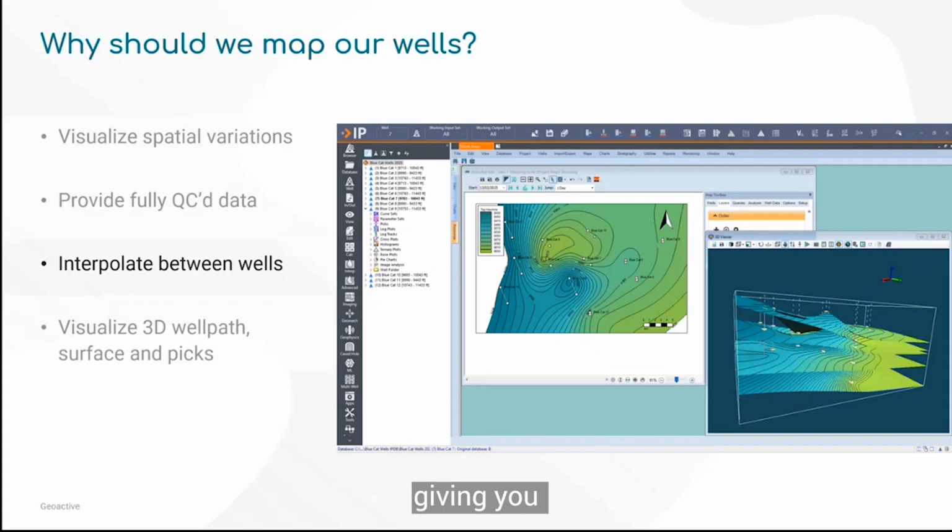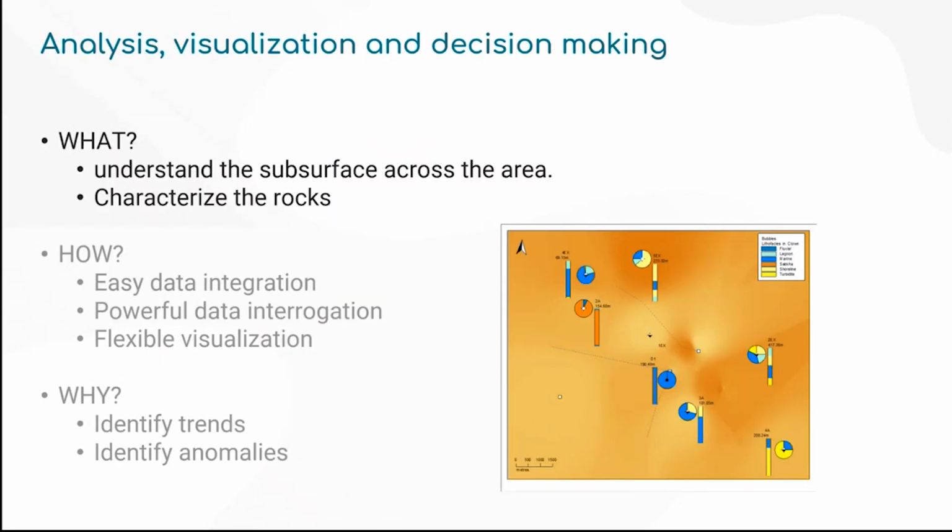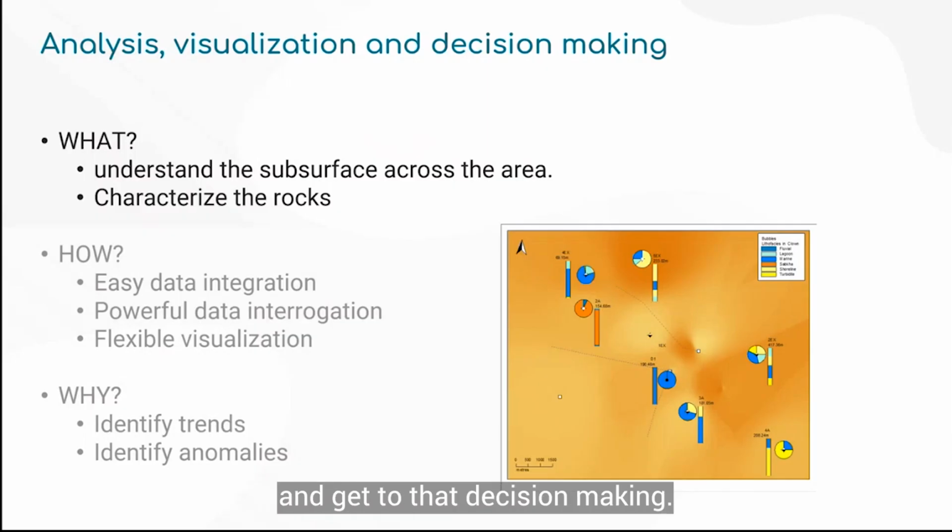The idea of giving you the toolkit to build grids, so interpolating between the wells. This is the idea of using the data at certain XYZ points and being able to interpolate between to see those trends. And then we have the 3D QC side of things, being able to plot data along a well path with structural surfaces and help you QC that those tops, and move on from there. Ultimately, we are trying to pull together that analysis, visualization, and get to that decision making.